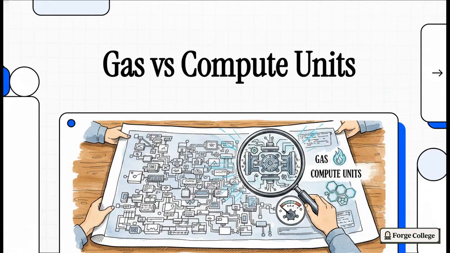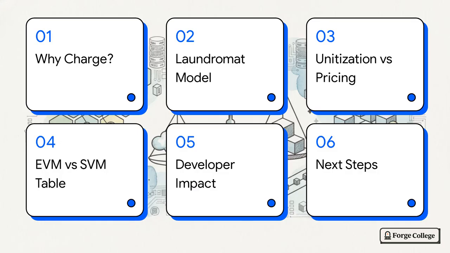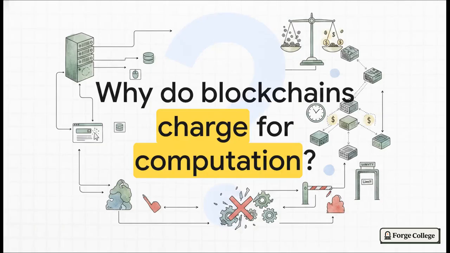Let's get into it. All right, let's take a quick look at today's schematic. We're going to start with why networks even charge in the first place. Then we'll introduce what I call the laundromat mental model. From there, we'll split unitization from pricing, put EVM and SVM head-to-head, and wrap up with the real-world developer impact and your next steps. So, let's kick things off with a super foundational question.